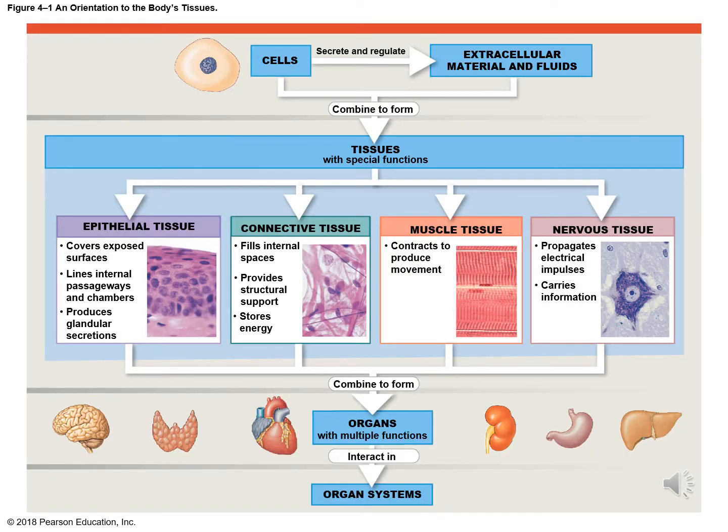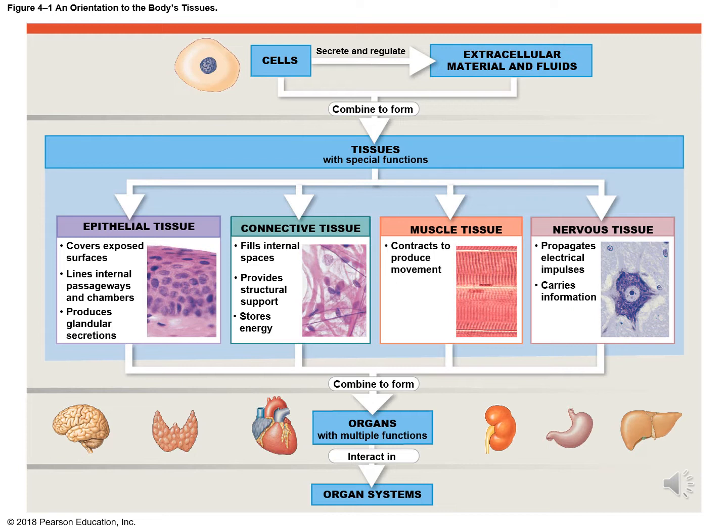Chapter 4, Tissue Level of Organization. A tissue is a collection of specialized cells and cell products, such as extracellular material and the fluid around the cells. And these perform a relatively limited number of functions.